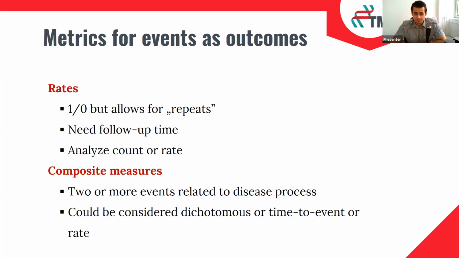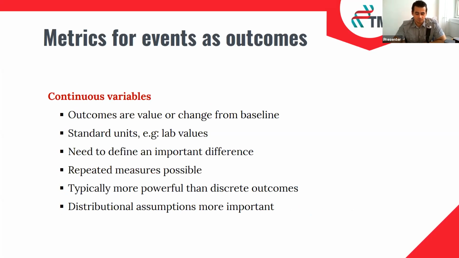We can also have composite measurements, when we say that 2 or more events are related to a disease process. So, for example, regarding a clinical question, mortality or ICU stay could be the composite measures. It could be considered dichotomous or time to event, or we can even calculate rates. Of course, we have continuous variables when we are assessing a value of an outcome.